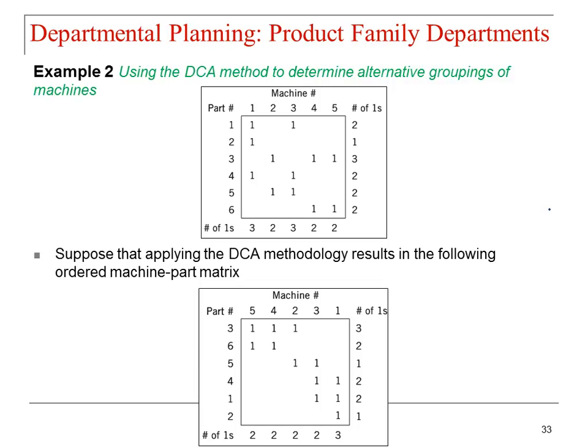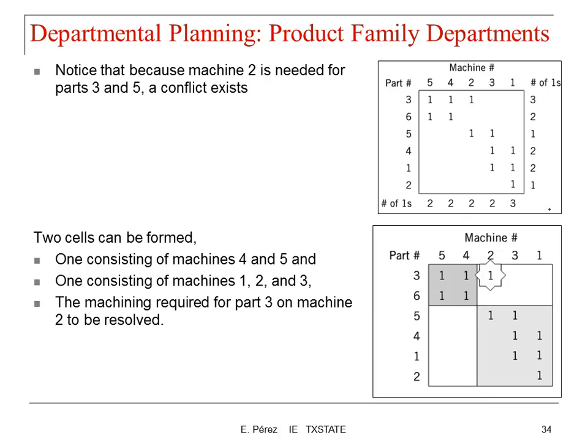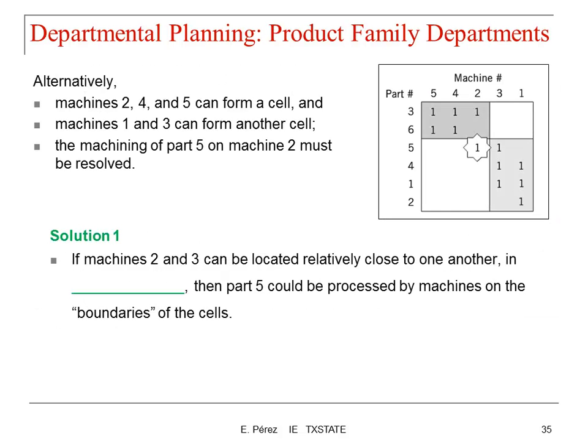There's a group of parts that is not allowing you to create a cell right away. Notice that because machine 2 is needed for part 3 and 5, a conflict exists. You can start forming 2 cells, but if you form a cell like this, then you have this one that stays by itself. So there's a conflict there.